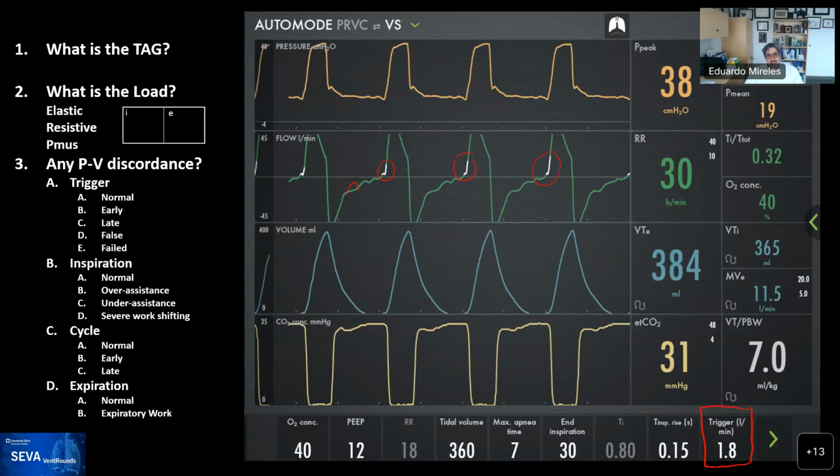So that would be a machine side problem. Yeah, so you have low sensitivity or too high tidal volume. That's correct. Okay. That's good.